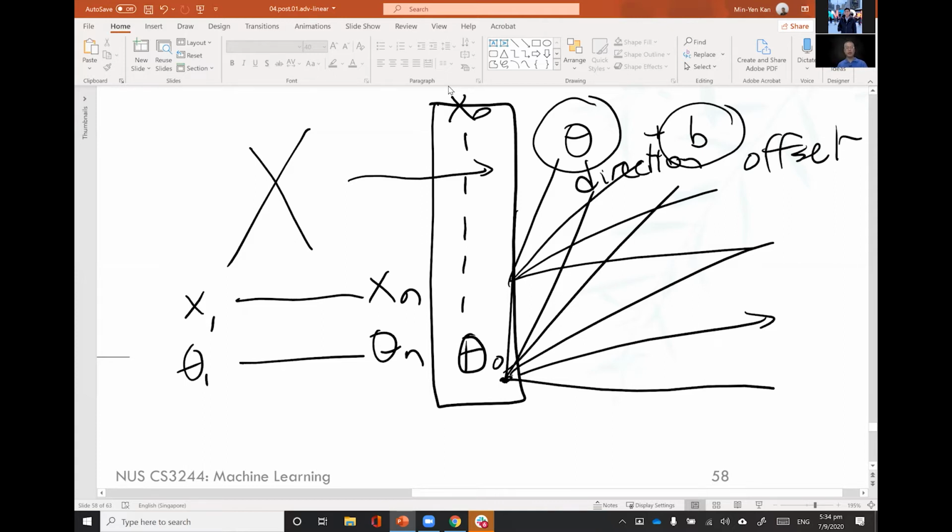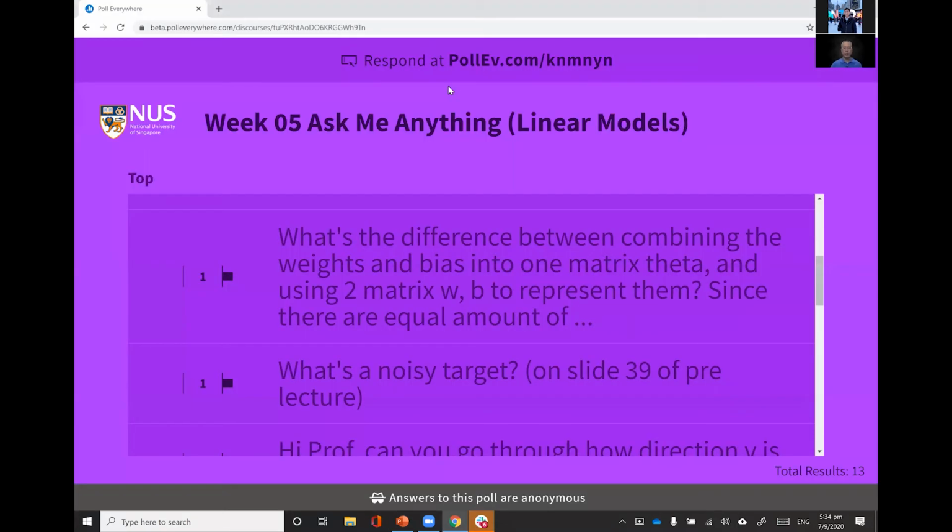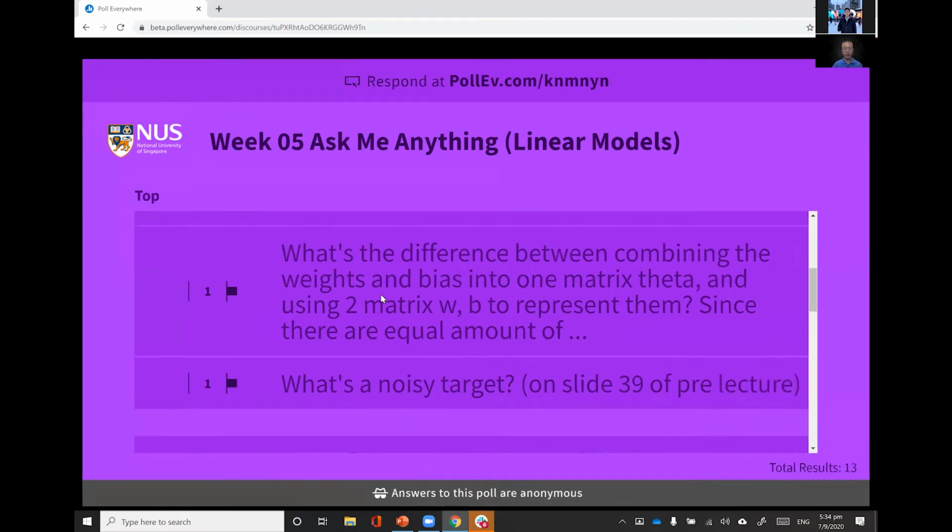So that is the importance of being able to represent something as a matrix, as a set of direction coordinates as well as one for an offset. Okay, so I hope I answered that.